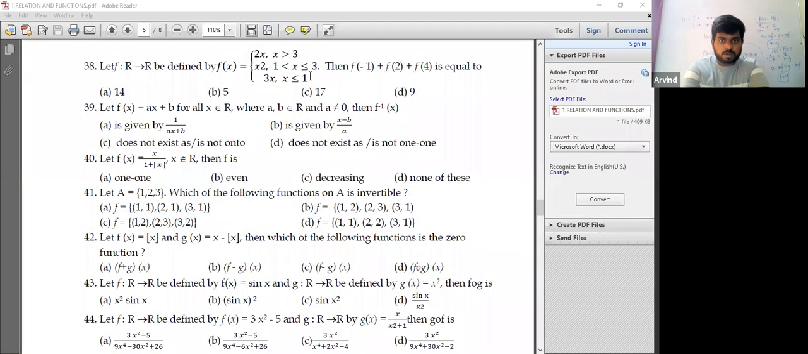Let's go to the 41st one. Let A be the set {1, 2, 3}. It is a set containing 1, 2, 3. Then which of the following functions on A is invertible? Invertible means the inverse function exists, which means it should be both 1-1 and onto. Okay, just observe.